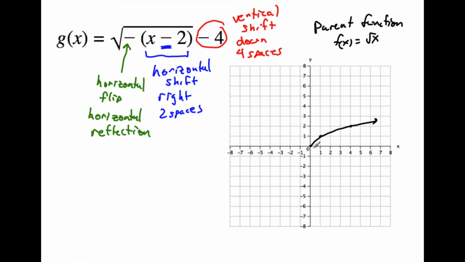We're going to go right 2 spaces. We're going to go down 4 spaces. We're going to put our starting point here. We have no stretch. Originally, I would put my next point here. But since I have a horizontal reflection, I go left 1, up 1, and then left 4, up 2. And then I can start to connect those dots.